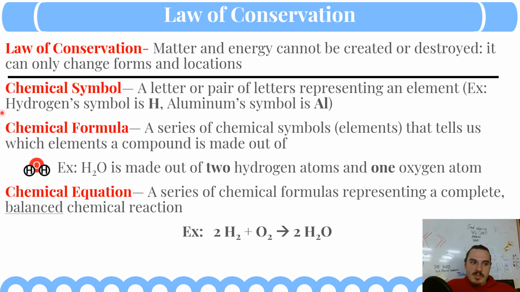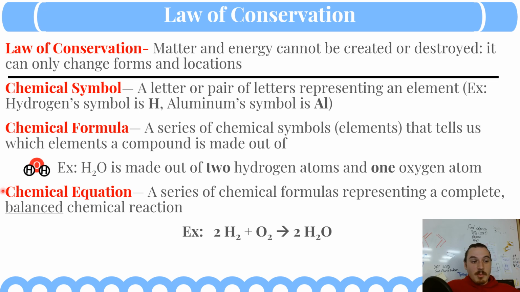We can then take those chemical symbols and build a chemical formula out of it. So this is a series of chemical symbols, elements, that tells us which elements a compound is made out of. So for example here, this water molecule has the chemical formula H2O. You've probably heard it a lot. H2O is made out of 2 hydrogen atoms, hence the 2 here, and 1 oxygen atom. There's no 1 written here, just don't worry about that. We'll talk about that in a second.